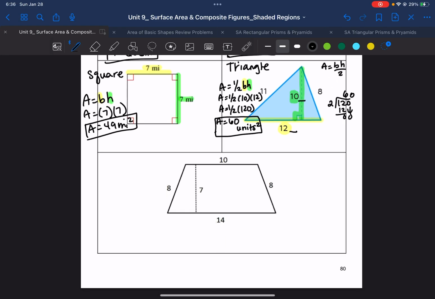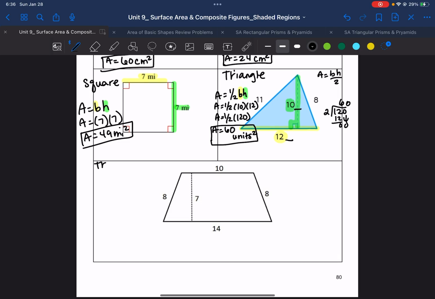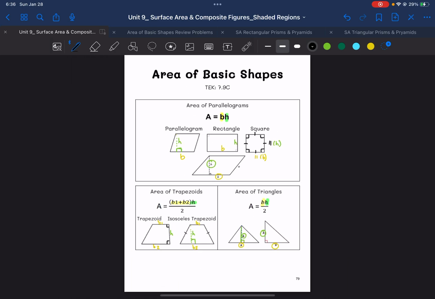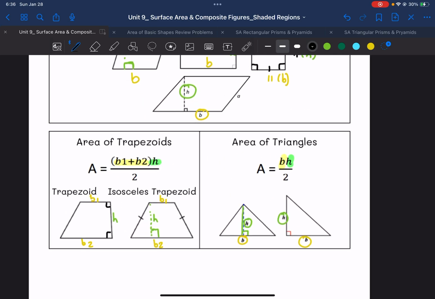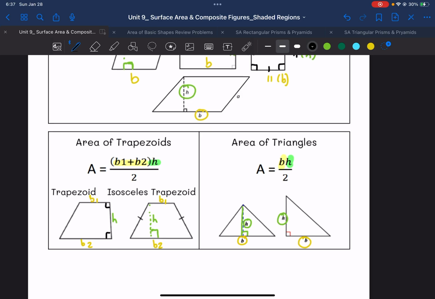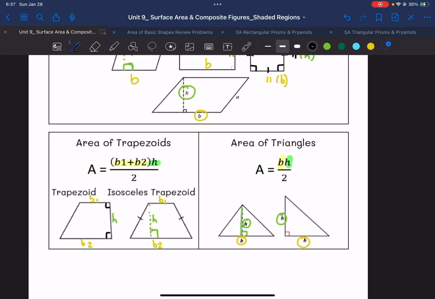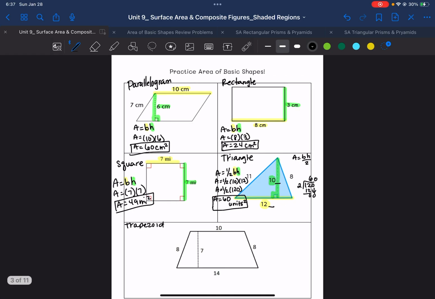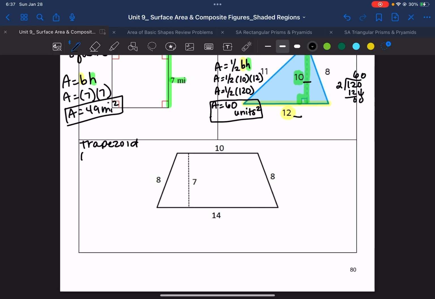So in this figure, we have a trapezoid. Now, if we go back to our other notes, for trapezoids, area is equal to base 1 plus base 2 times height divided by 2. Okay, so here, let's go ahead and write that. Base 1 plus base 2, times height divided by 2.